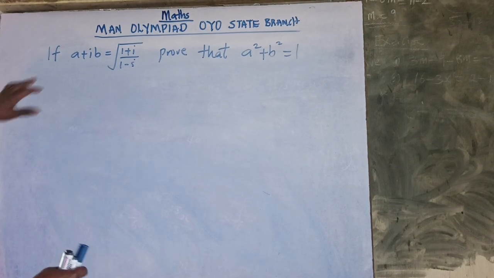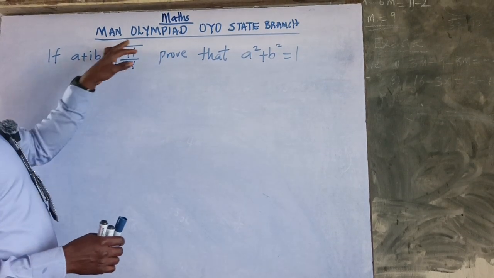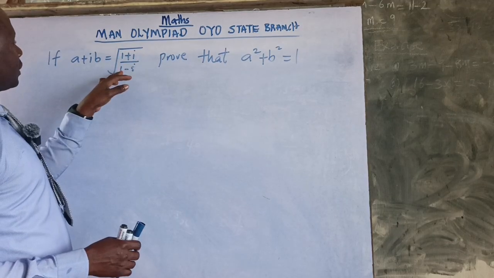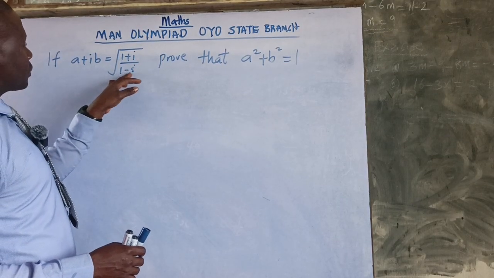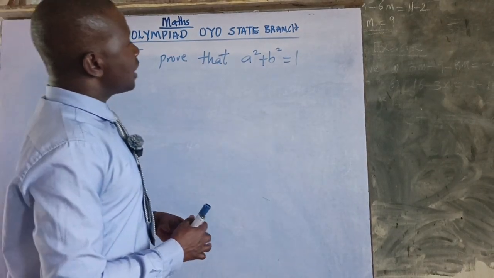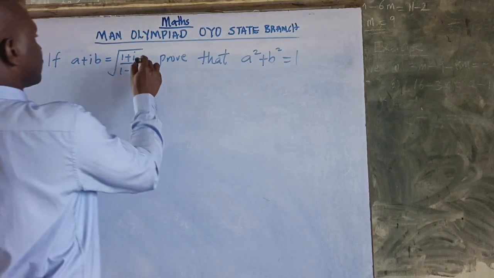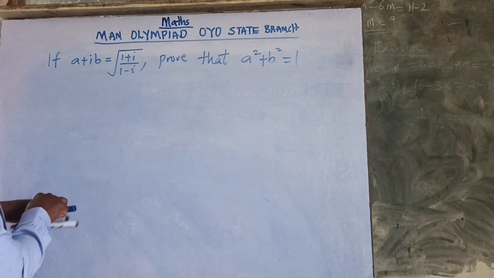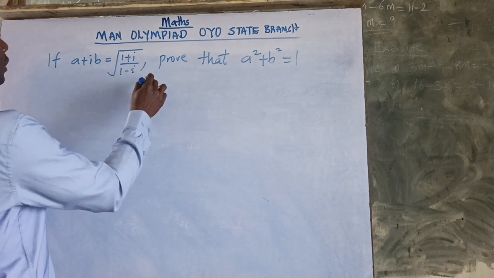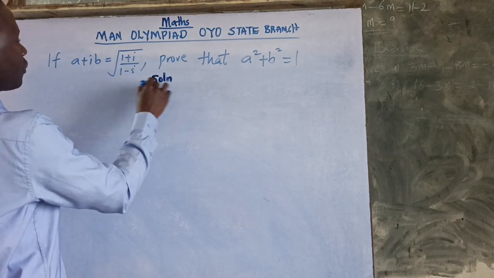So we are given that if a plus ib equals the square root of (1 plus i) divided by (1 minus i), prove that a squared plus b squared equals 1. So this question is on complex numbers, and this will not be the first time that I will make a video on complex numbers.